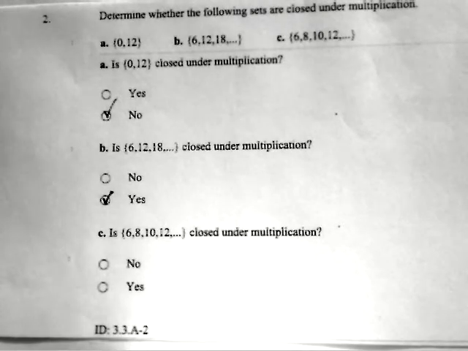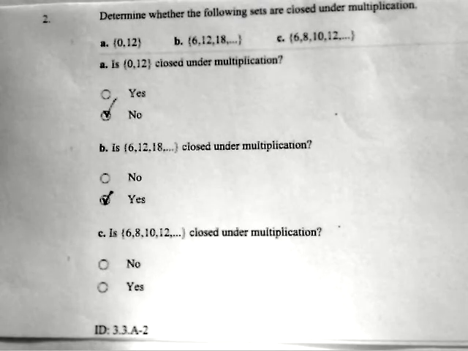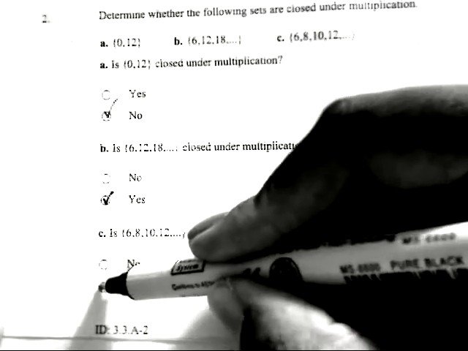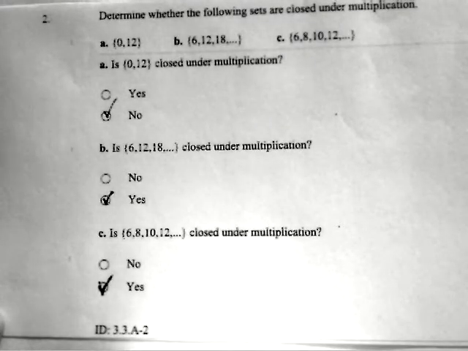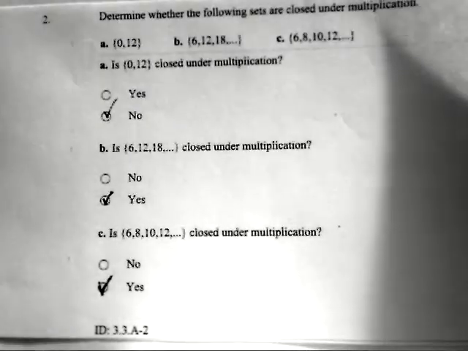Is 6, 8, 10, 12 closed under multiplication? Okay, this would be closed under multiplication, because let's say 10 times 12, that's 120. That 120 would be in that particular set. So, yes, it is closed under multiplication. All right, let's look at the next problem.